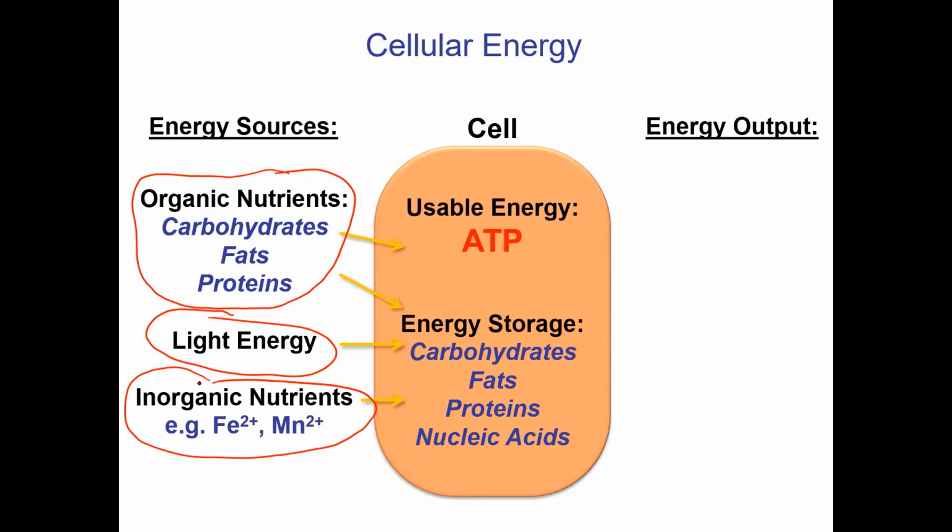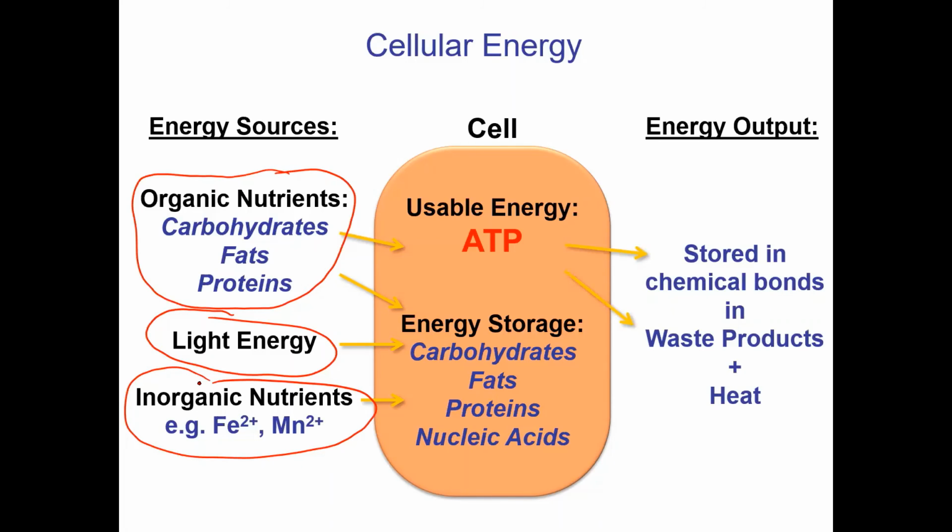Some of the chemistry in those carbohydrates, fats, and proteins is going to be used to make new carbohydrates, fats, proteins, nucleic acids, and other molecules. And some of the carbons and all those things are going to get stored in chemical bonds, and waste products and heat. So I think the one thing that's missing from this slide is that some of the energy is used for something called cellular work. And these are things that we've talked about already.